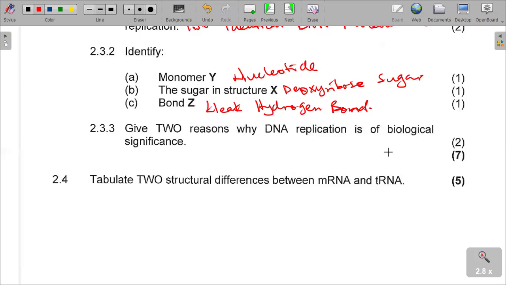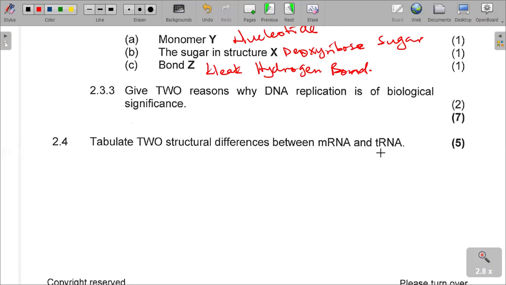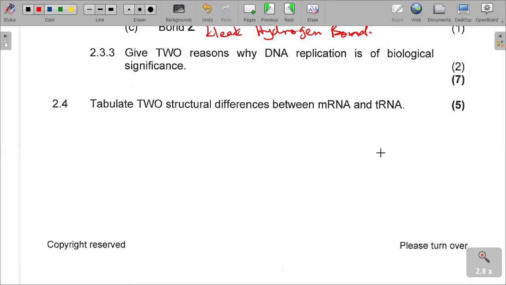And then give two reasons why DNA replication is of biological significance. It's just asking us to say what is the importance of what? Of DNA replication. Question 2.3.3. It's how many marks? 2 marks there. Importance of DNA replication.